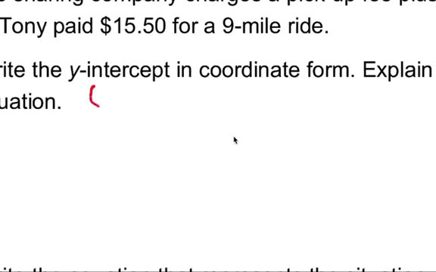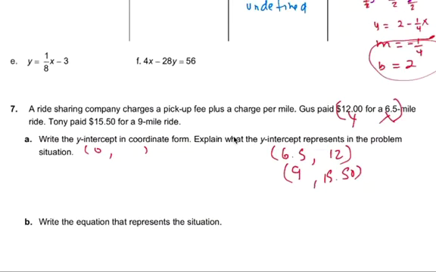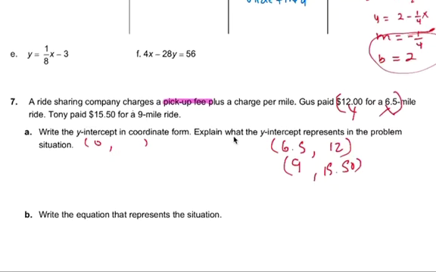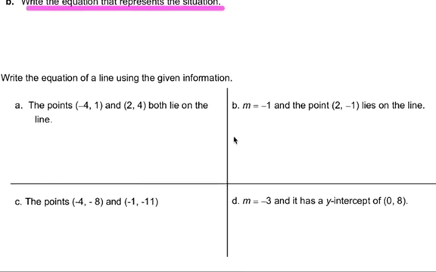So (0, something). And we know how to find the y-intercept. And explain what it means. The y-intercept is the pickup fee, not the mileage. How much they charge. Write an equation. You guys know how to do this. You find the slope. Or if it didn't say, you can just do point-slope. But you have the y-intercept already. You can do slope-intercept easily.